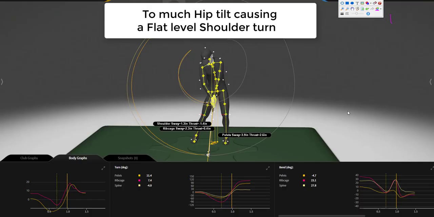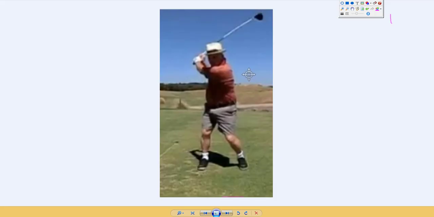Hi everyone, to continue on from series 1, we're looking at what causes a flat level shoulder turn, and we're going to look at excessive hip tilt. First of all, let's just have a look at the 2D, okay?